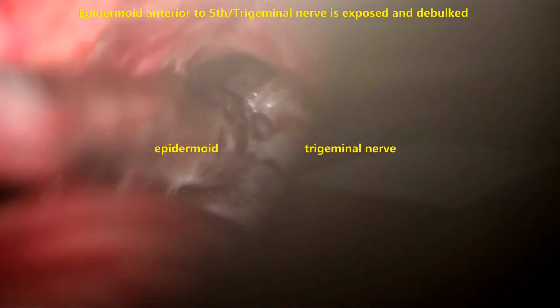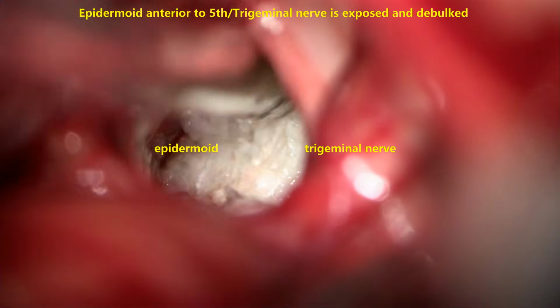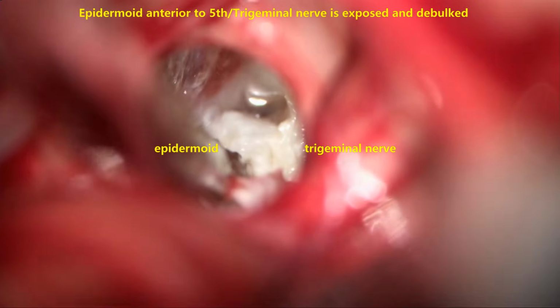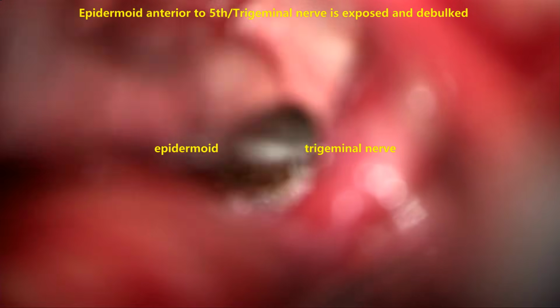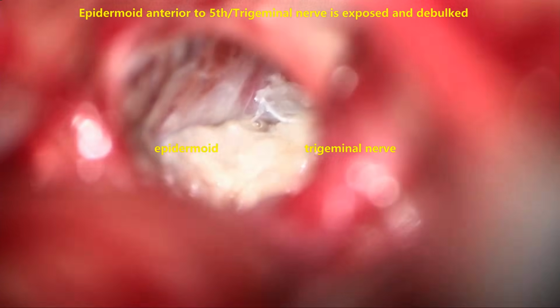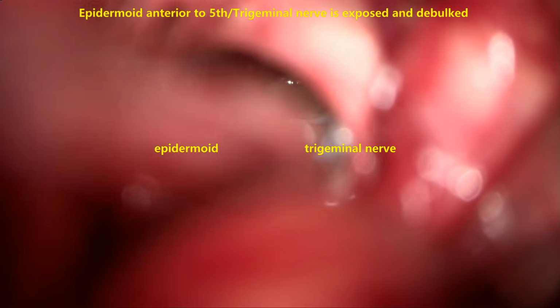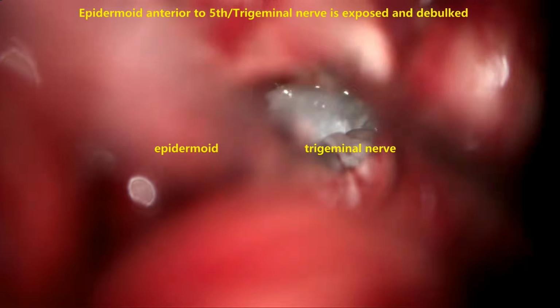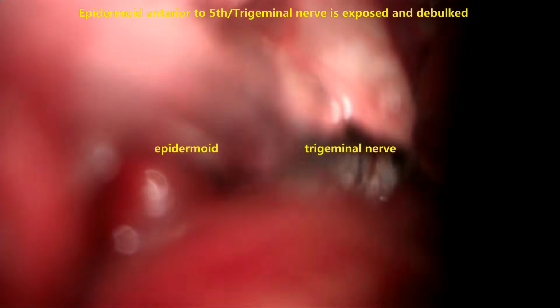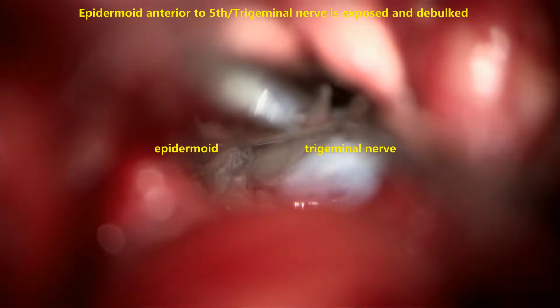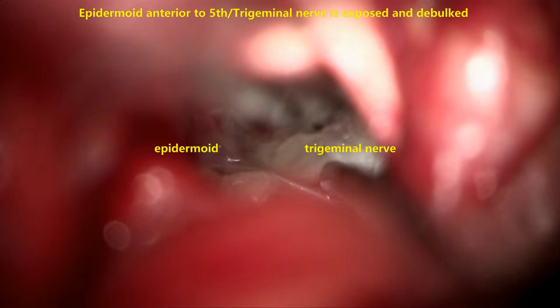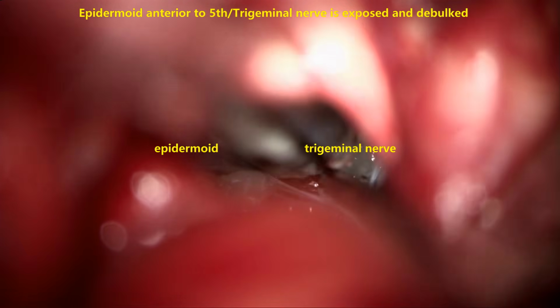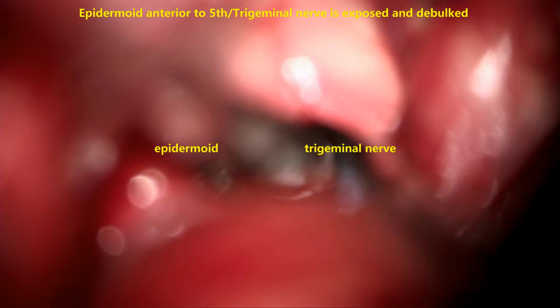The epidermoid contains cholesterol and keratin. They cause a chemical reaction and lead to the neuralgia, in addition to the mechanical pressure. We need to take it out completely around the root entry zone and all along the length of the trigeminal nerve. The whole tumor needs to be excised to have relief from the trigeminal pain.